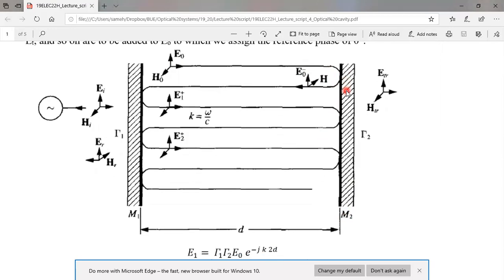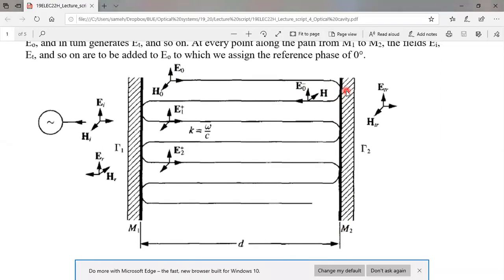Now, if this electromagnetic wave propagates and reaches this point, then it will have an energy equal to E node multiplied by e power minus j kd and another e power minus j kd. So it will be e power minus j 2kd, and then this is multiplied by gamma 2, which is the reflection at border number 2.